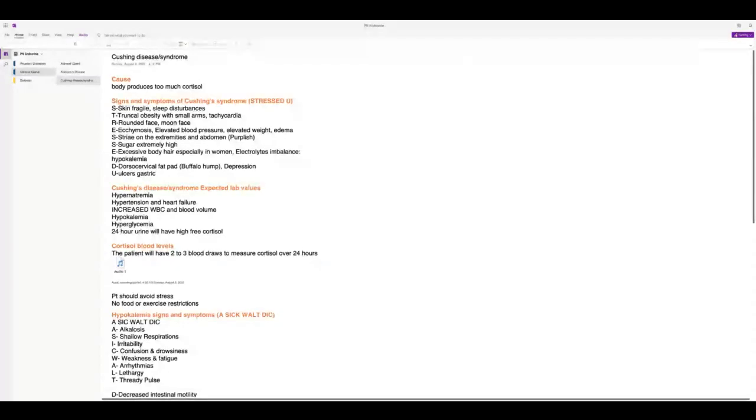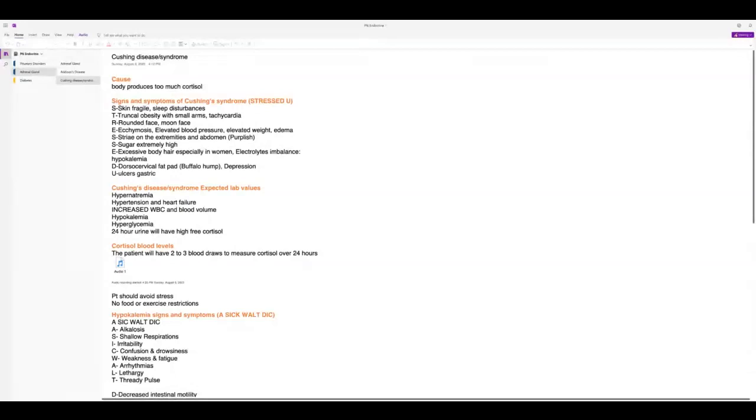And remember the mnemonic STRESS YOU. So their skin gets fragile and they could have sleep disturbances. They can get psychotic too. They'll have truncal obesity with small arms. I call them like a martini olive because their belly looks so big, but their legs are so skinny. And tachycardia. They're the ones that have the round moon-shaped face. They can have ecchymosis. They can have purpura. They can have elevated blood pressure. So that's something to watch out for too.